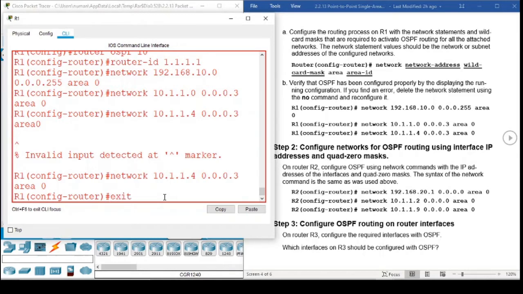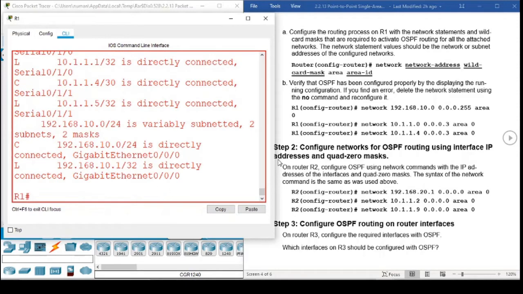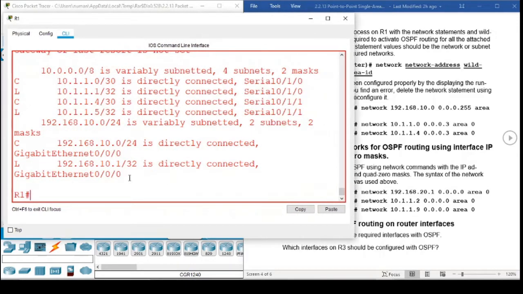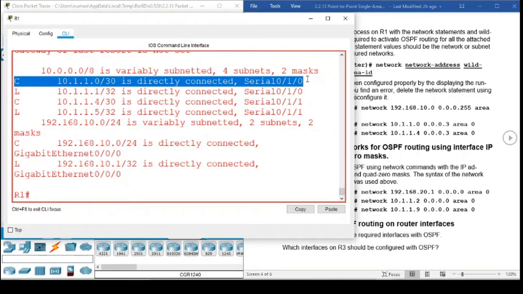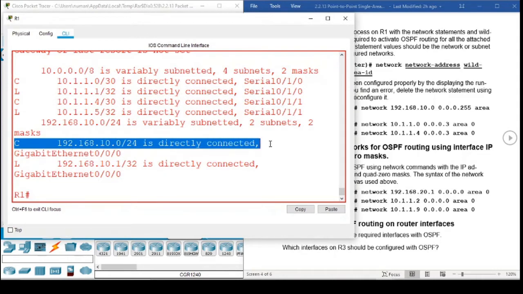But if you exit from here, go to privilege mode and check the show ip route command to check the routing table, nothing will be shown except the directly connected networks. So there are 3 directly connected networks, 1, 2, and this one is our third. And for all these networks we have configured the network command in OSPF. So this router basically advertises its networks to other remote routers, so they know these 3 networks.